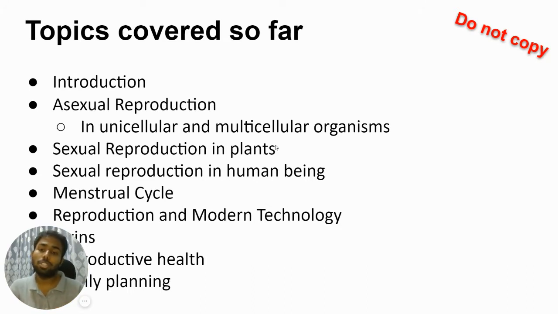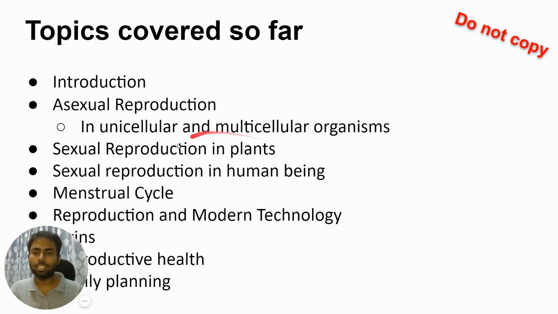Can you remember the definition of the menstrual cycle? Do you remember the various hormones that will be secreted during the menstrual cycle, etc.? All these things you should know, and especially the diagrams. These four diagrams are very important: human male reproductive system, human female reproductive system, flower, and menstrual cycle.